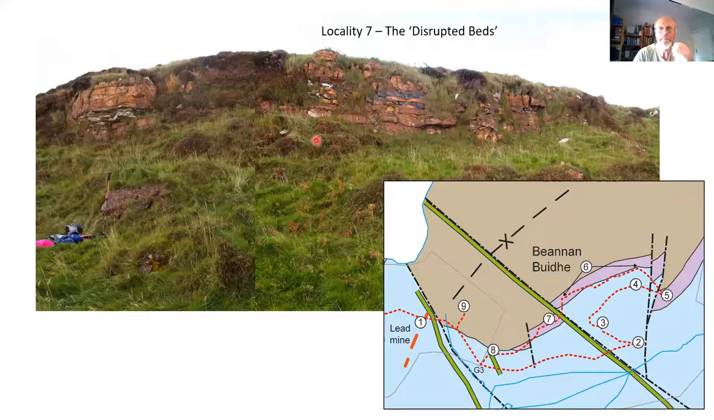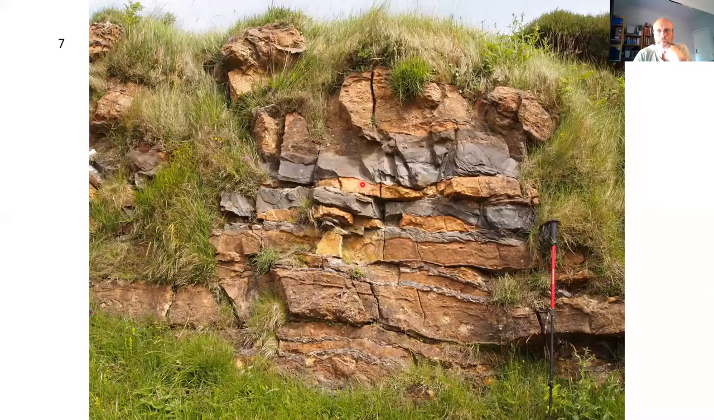Good stuff. Okay, this is known locally throughout this part of the world as the disrupted beds, because they're quite unevenly bedded. So let's have a look a bit more. Let's just home in on a bit of these things here. We see these blue-gray siltstones that are quite high in magnetite and hematite, so they're about 30% detrital iron minerals.